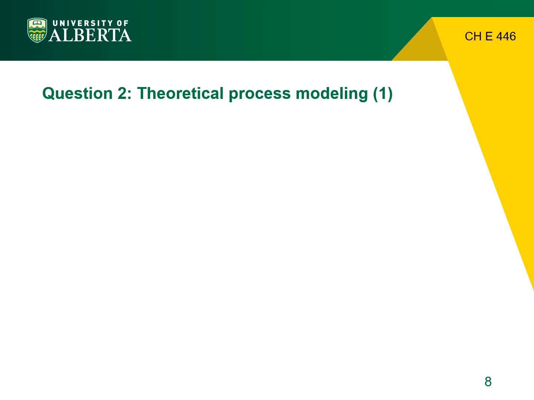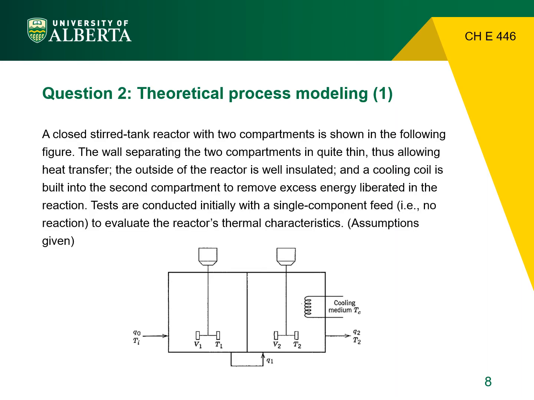Let us now move on to question 2 of the seminar. This question involves the process modeling of the given setup. We are given a closed stir tank reactor that is divided into two compartments through which both material and heat can be exchanged. There is no heat loss between the reactor and its surroundings. The second compartment has a cooling coil built in to remove excess heat of reaction.